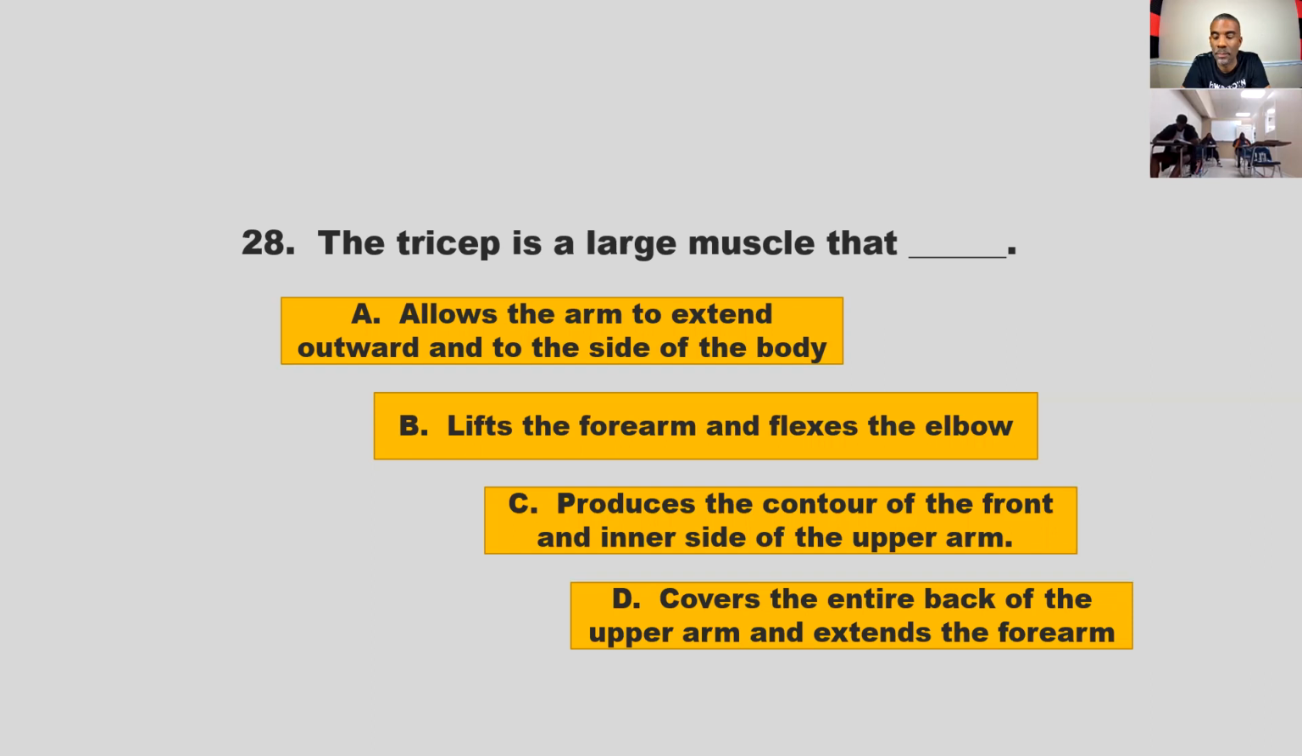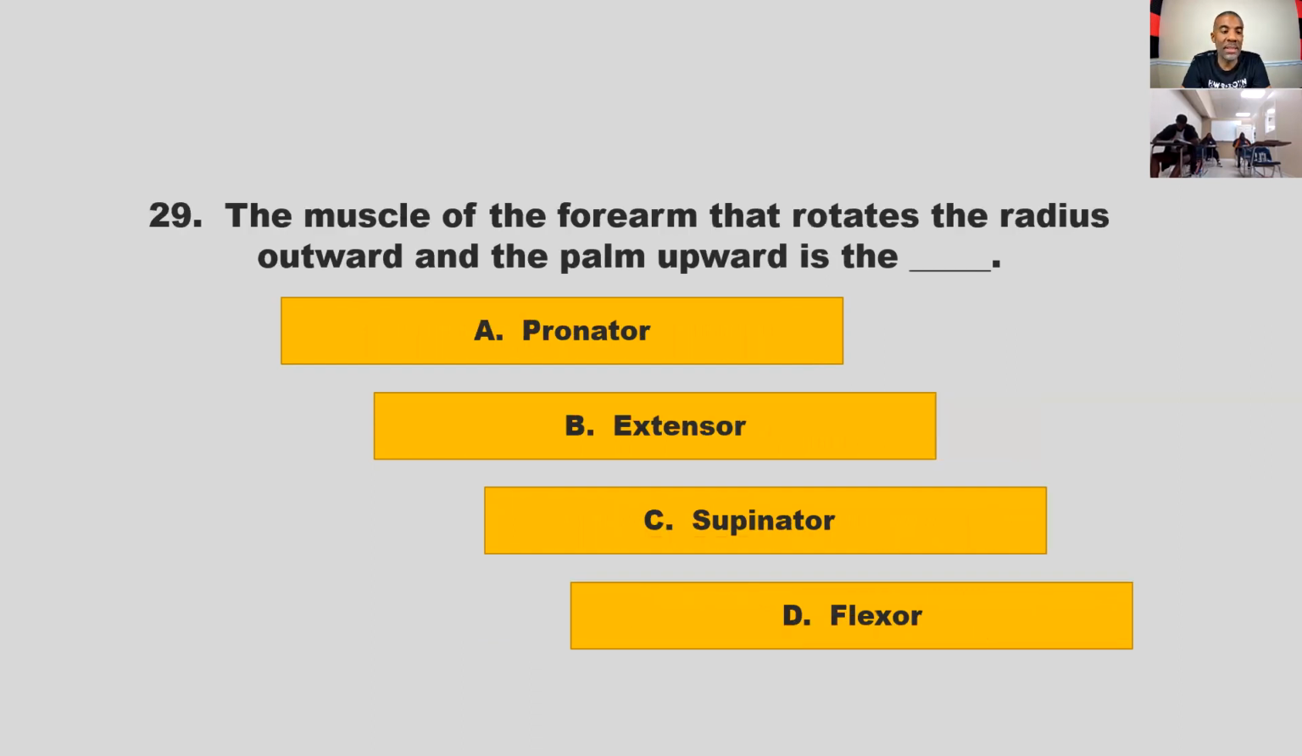D. That is correct. It covers the entire back of the upper arm and extends the forearm. The muscle of the forearm that rotates the radius outward and the palm upward is the blank. Is it the pronator, the extensor, the supinator, or the flexor? C. That is correct. The supinator.